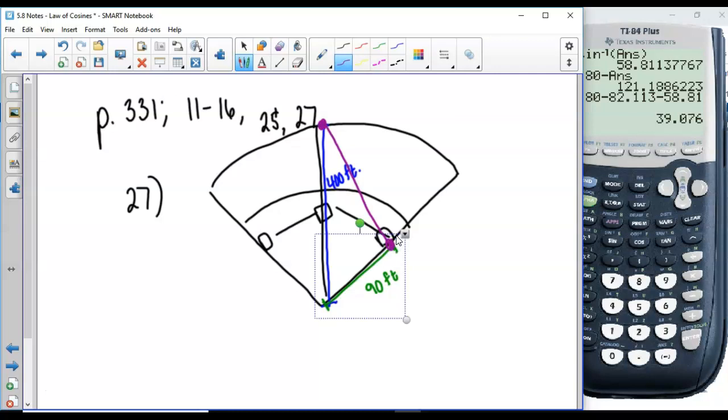I feel like it's impossible for them to get somebody out at first base. In this case, I think third base would have been a more realistic option. But we want to know how far they've got to throw that ball. They don't give you any angles. They're expecting you to find out the angle based on something you know about baseball. Any ideas on any of those angles that you could know?